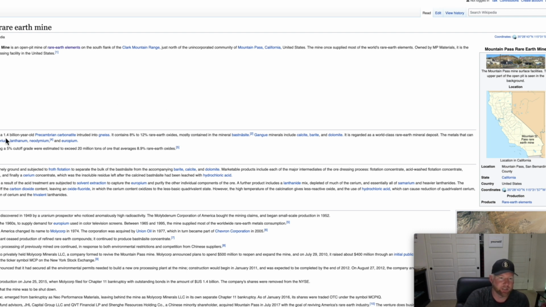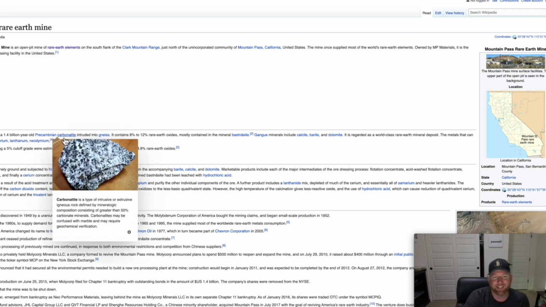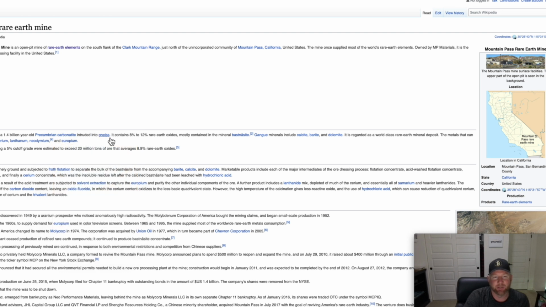But there is a place in California on the border of Arizona, California, and Nevada, around that area, called Mountain Pass Deposit, in a 1.4 billion year pre-Cambrian carbonatite intruded into gneiss. Oh my gosh, that's a tongue twister, isn't it? It contains 8% to 12% rare earth oxides, mostly contained in the mineral bastnaesite.